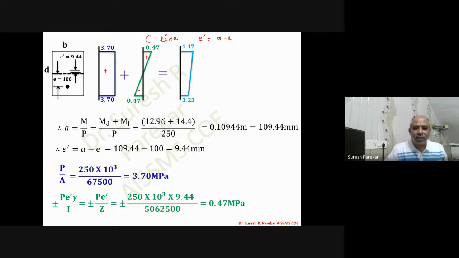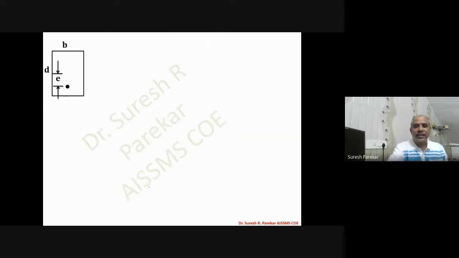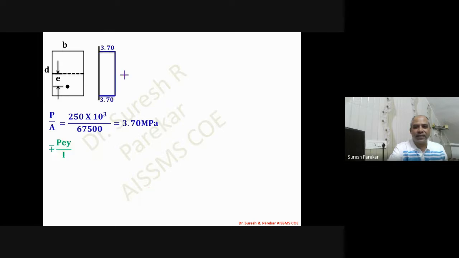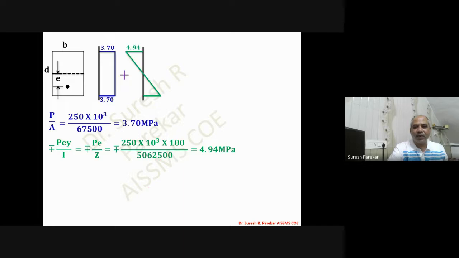Here also we are going to find the resultant. P dash will give you the resultant bending moment, and that we are going to actually find out from here. And then we have last, that is the space calculation method, then P by A 3.7, then Pe by Z 4.94, then Pe by Z, we know we have top tension, bottom compression, so minus plus, then we have M by Z, and then 2.56.